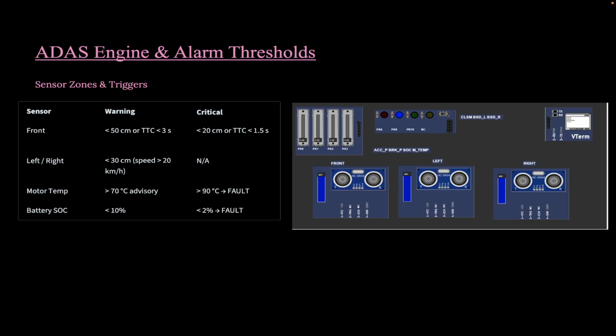So if it's below that, then there is a warning, and it's very critical if it's below 20 centimeters or when the time to collision is 1.5 seconds. Same with left or right, and the motor temperature. Motor temperature is usually better to be above 70 degrees Celsius. Now all these are thresholds that we have set.